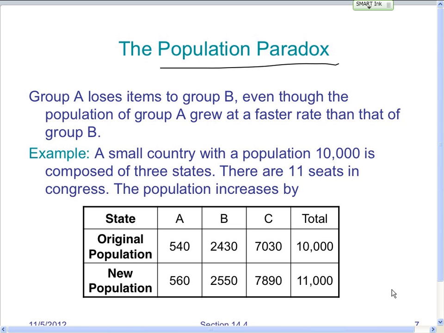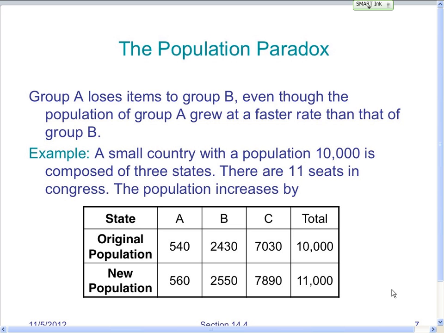For any of these paradoxes, if the apportionment goes down, that's a warning signal. It's not always a bad thing, but usually that's a good indicator that you're going to have a paradox.